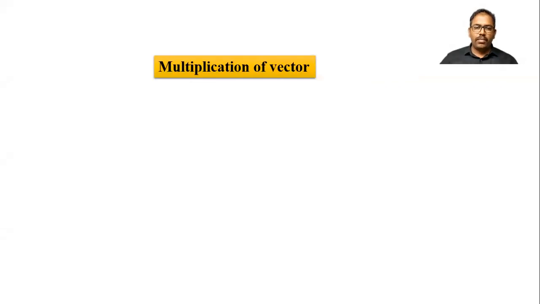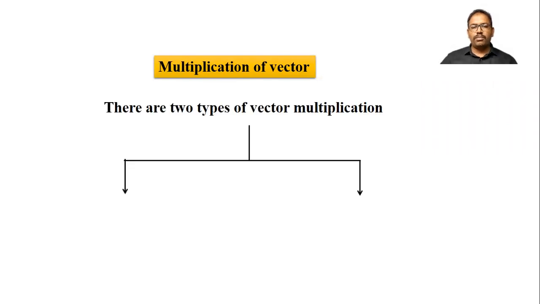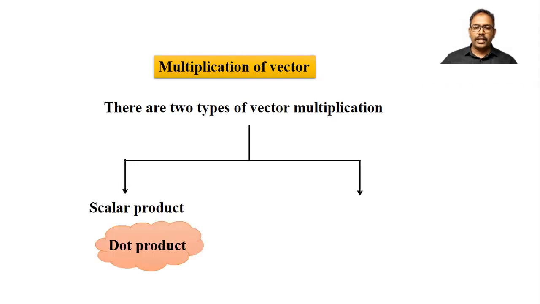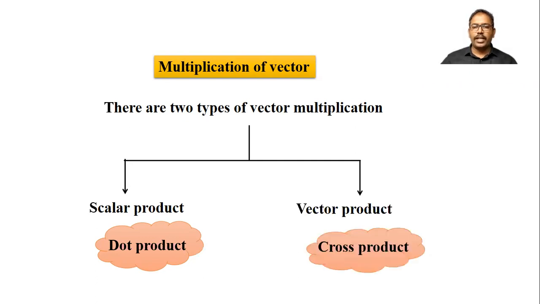Now we start multiplication of vectors. Basically there are two types of multiplication of vectors. The first one is scalar product, also called dot product. The second one is vector product, called cross product. When we multiply two vectors and get a scalar quantity, it is called a scalar product. When we get a vector quantity, meaning a quantity having magnitude and direction, it is a vector product.